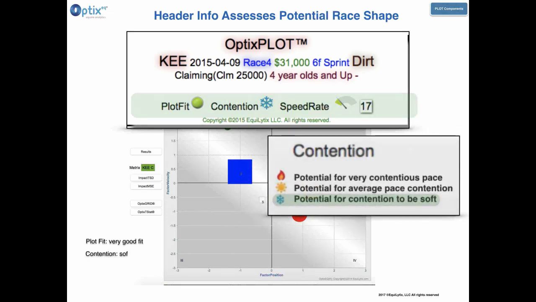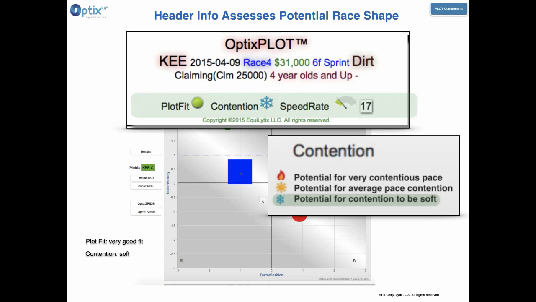The second question I always ask is, now that I know the race may be predictable from a pace perspective, as best you can with jockeys not getting out of the gate and all those other factors, what is the expected pace? We use two components to determine the pace: contention and speed rating.